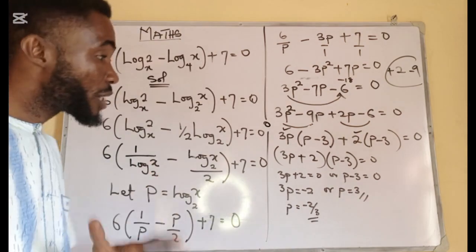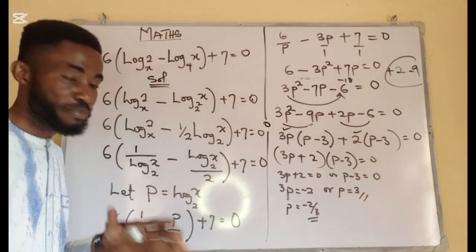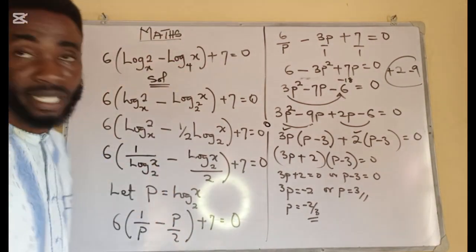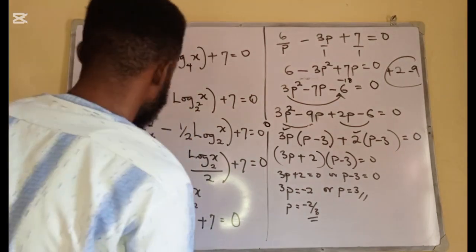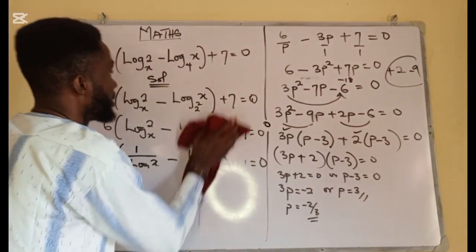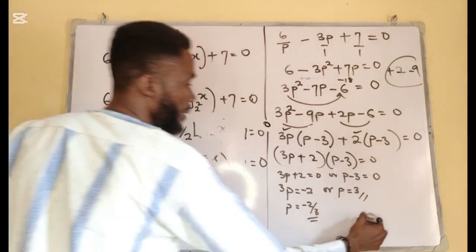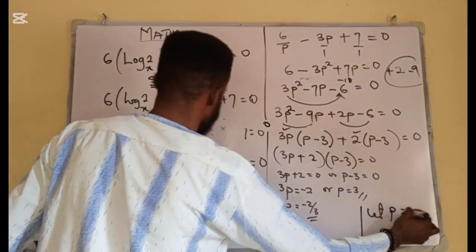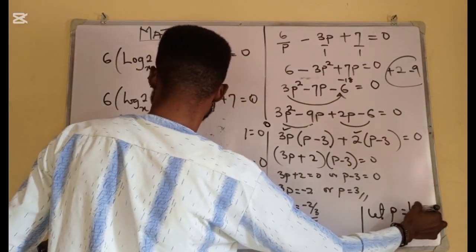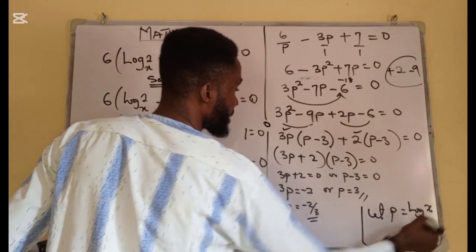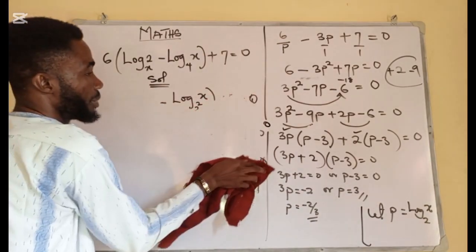Now, remember the question says we should find x, and we made an assumption, let p equal this guy. So please permit me to wipe off this place. Are we together? Okay. Oh, sorry. I said let p equal what? Remember, let's come here. I said let p equal log x to the base of 2, right? So let me clean, because of space.